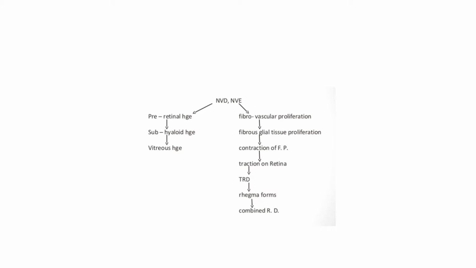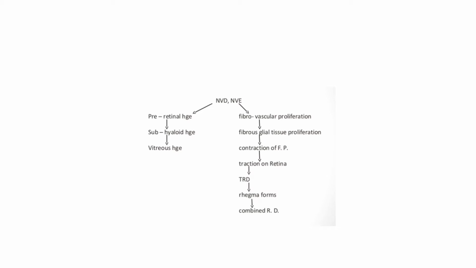This is one flow chart. Another one is it can cause fibrovascular proliferation, fibroglial tissue proliferation, leading to contraction of the fibrovascular tissue. This will cause traction on the retina. This will lead to tractional retinal detachment. It can cause rhegmatogenous detachment also. So there can be a tractional retinal detachment as well as rhegmatogenous retinal detachment.